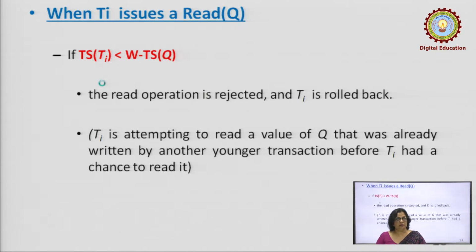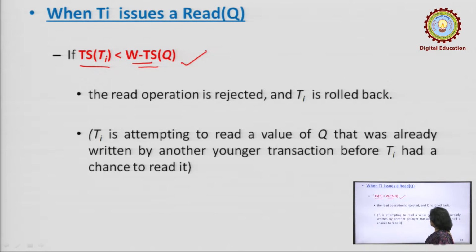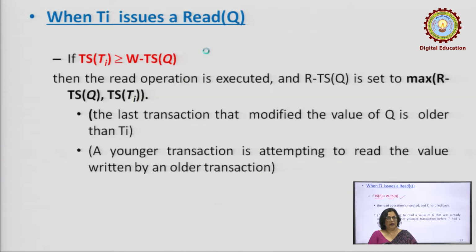First, let us take up read(Q). Now, when Ti issues a read(Q), if the timestamp of Ti, that is the timestamp of the requesting transaction, is less than the write timestamp of Q, which means the timestamp of the requesting transaction Ti is less than the timestamp of the transaction that last updated the value of Q, or in other words, an older transaction is attempting to read a value of Q that has already been written by another younger transaction, then the read operation is rejected because there is a conflict and Ti is rolled back.